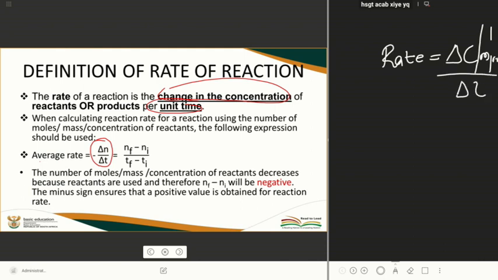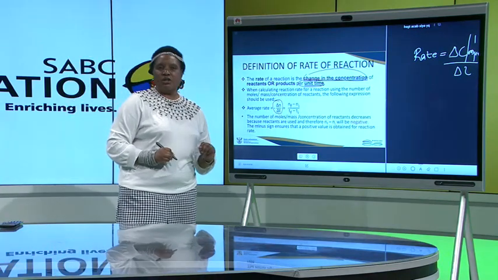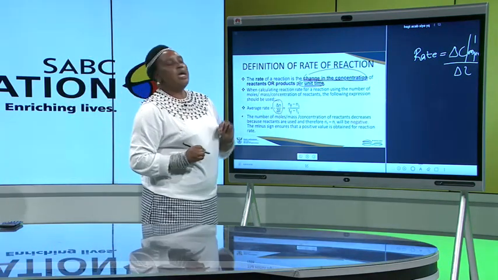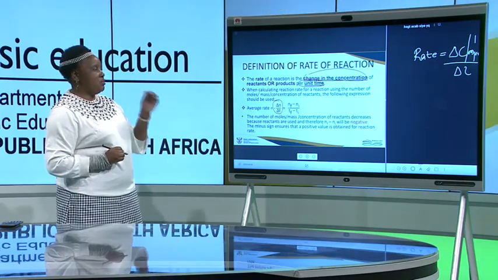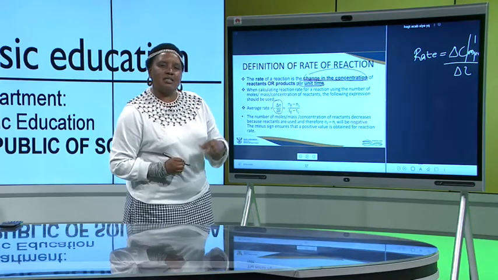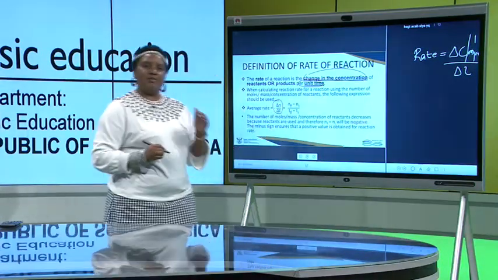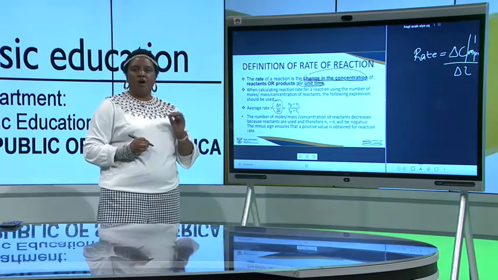So I want you not to say, oh, in the examination, they've only given me the number of moles. No, you can also be given concentration. You can also be given the mass. And what you have to remember is that it must change. And what happens during change is that the reactants are being used up and the product is being formed. And grade 12, remember, this reaction is occurring in an open system.